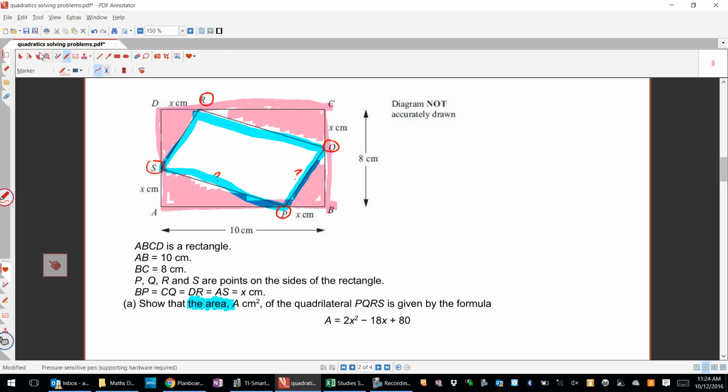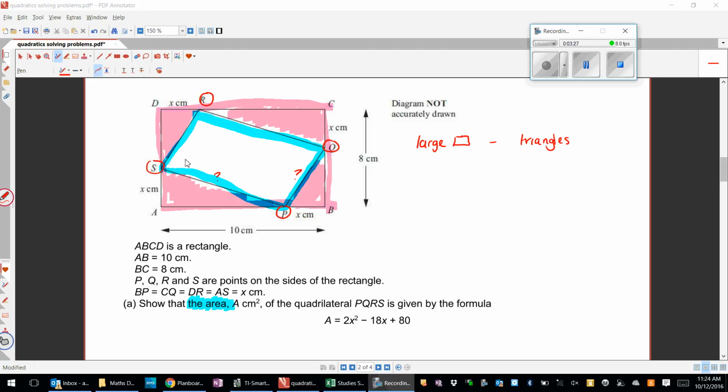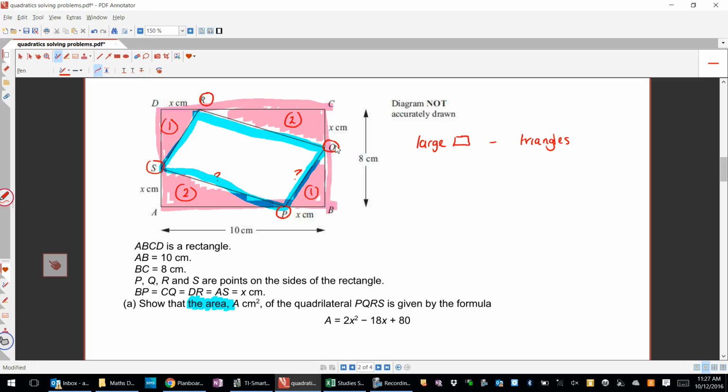So we're going to do large rectangle, subtract the triangles. Okay. So we've got one triangle there, and this one's actually the same triangle, so I'm going to call it 1 and 1, and this is 2 and 2, because you've got 2 triangles the same, 2 triangles the same. Okay, so we're looking at the large rectangle, subtract the triangles, and then that will give us the area in the middle. So what is the area of the large rectangle?